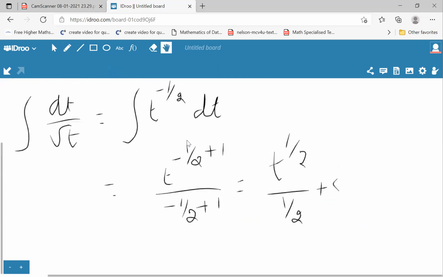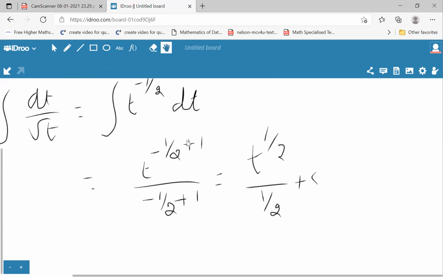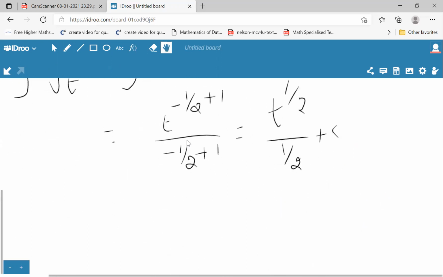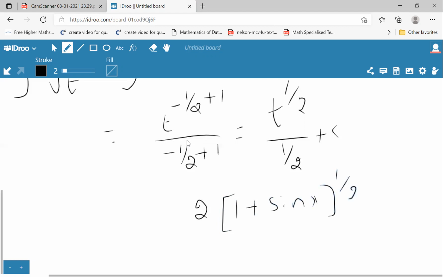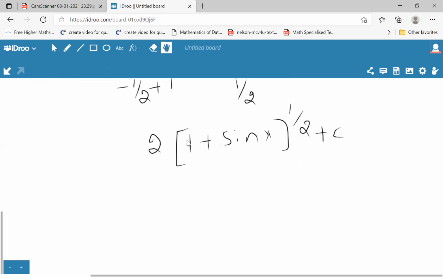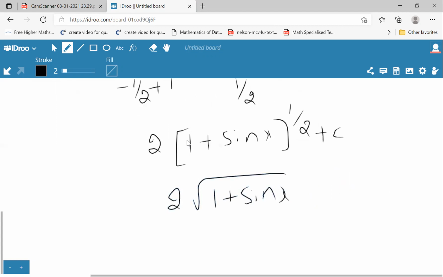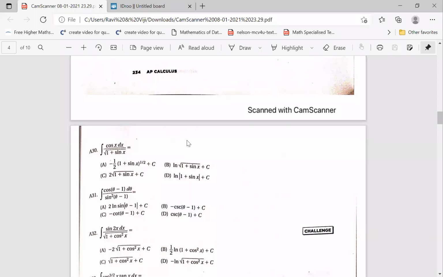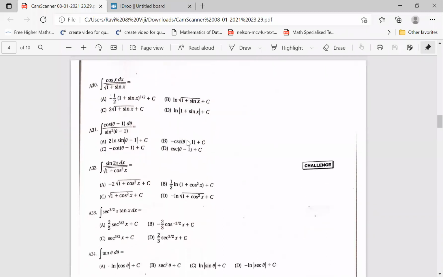Now substituting back for t, we took t as 1 plus sin x. So that gives you, this 2 will go up. So 2 into 1 plus sin x to the power of half plus c, or you can write it as 2 root of 1 plus sin x plus c. So let's see which option is correct. 2 root of 1 plus sin x plus c. Option C is correct.